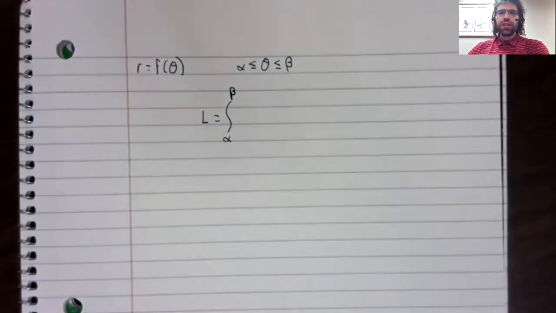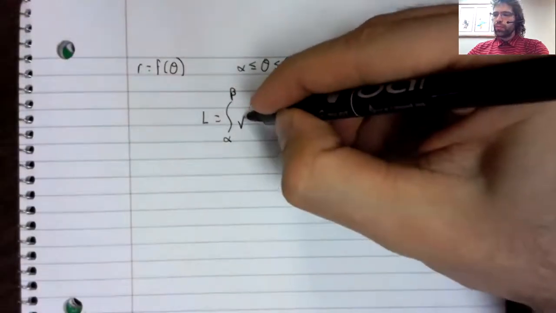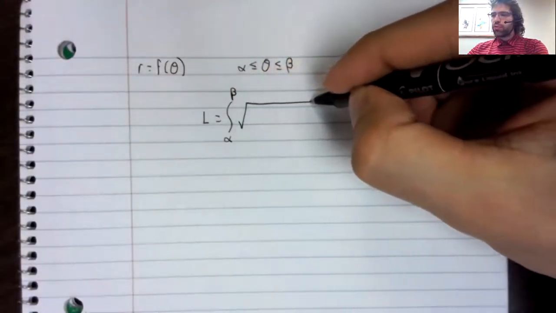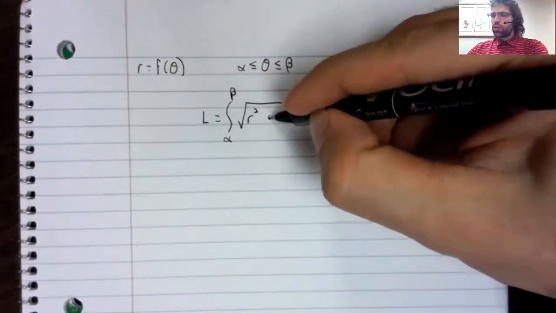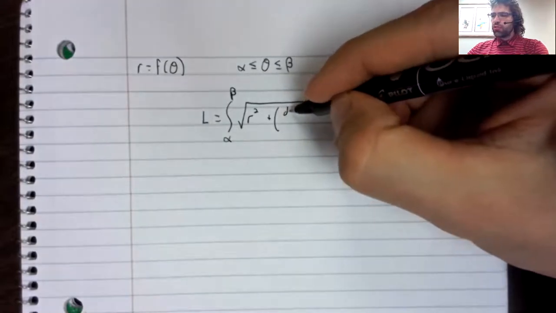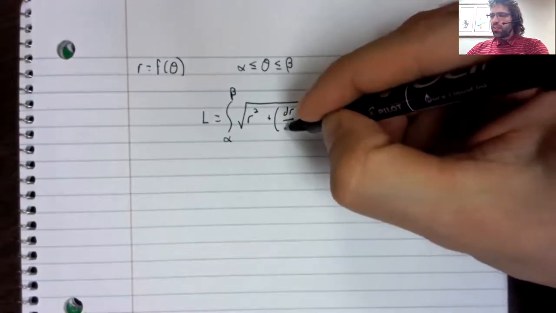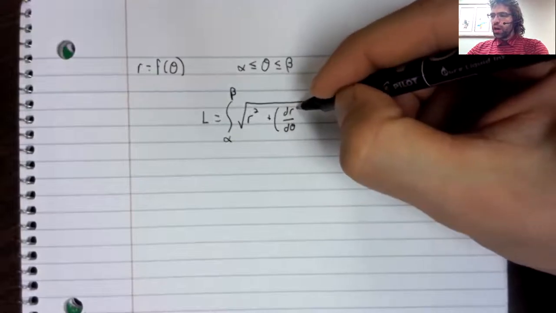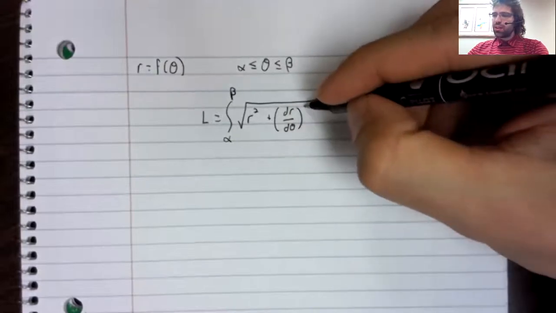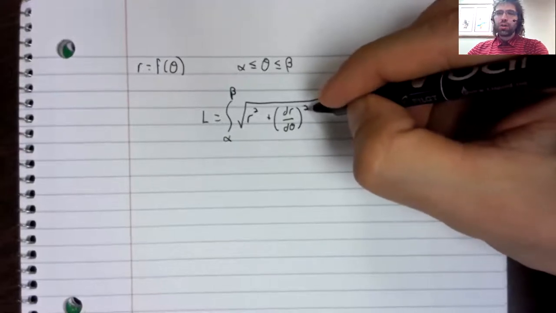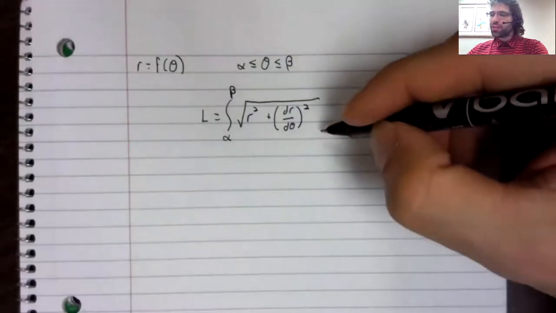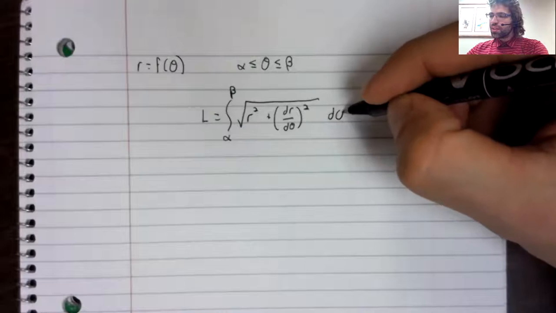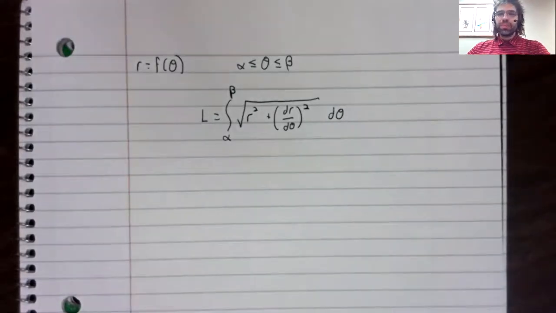That the arc length is the integral of the square root of r squared plus the derivative. Thankfully, it's the derivative of r with respect to theta, not that horrible derivative of y with respect to x, d theta. And there's our formula.